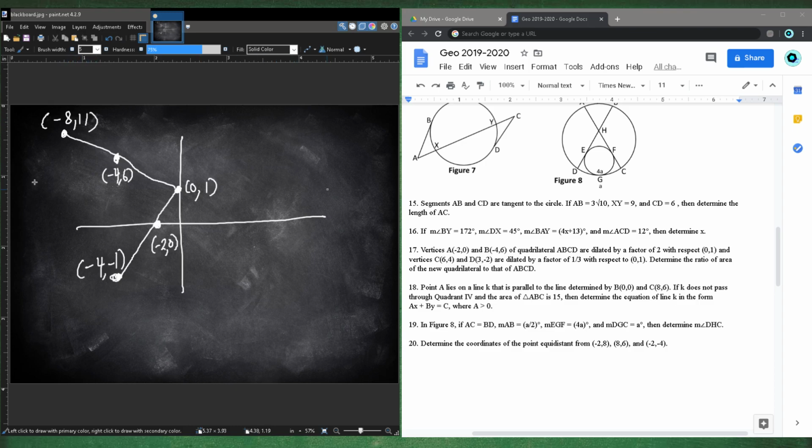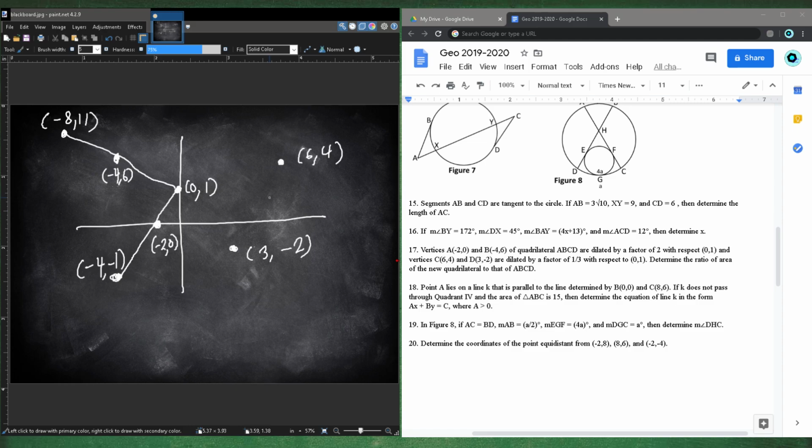Okay, so what's our next point? Because it's a quadrilateral, right? So now we have 6, 4. So 6, 4, somewhere right here. And then we have somewhere at 3, negative 2. So somewhere right here. Okay, so this is 6, 4, and 3, negative 2.